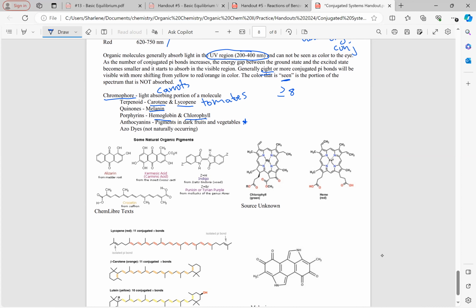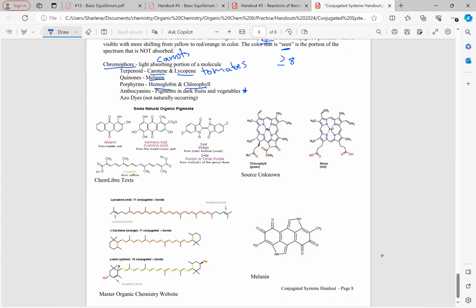So for instance, here's a picture of lycopene. All right, lycopene, the ones in red right here, and of course, I got this off the web from the Master Organic Chemistry website. So the ones in red are the ones that are conjugated. And there's 1, 2, 3, 4, 5, 6, 7, 8, 9, 10, and 11. Ooh, so that's highly conjugated. So we expect it to be seen, and we see it as red.